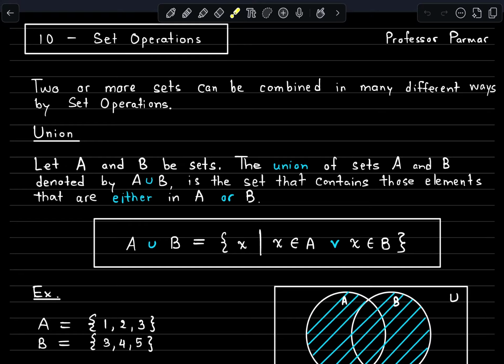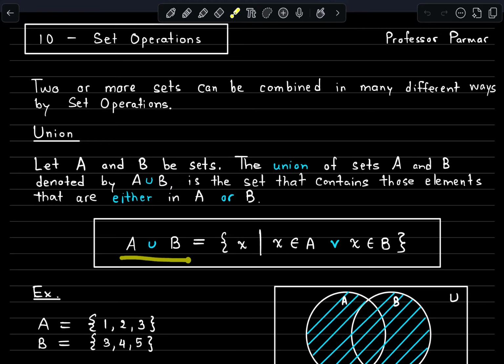Okay, so we're building on top of our introduction to sets last time, and now we have different operations that we can apply between two or more sets. The first one that we're going to talk about is called the union. Let A and B be sets. The union of sets A and B, denoted by A with this little U looking symbol, B, is a set that contains those elements that are either in A or in B.